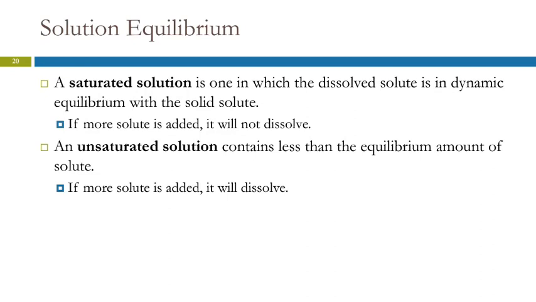An unsaturated solution is one that has less than the equilibrium amount. So in the process of dissolving and recrystallizing, you got to the point where all of it dissolved. And so it's all dissolved. If you add more of the solute, it will also dissolve.